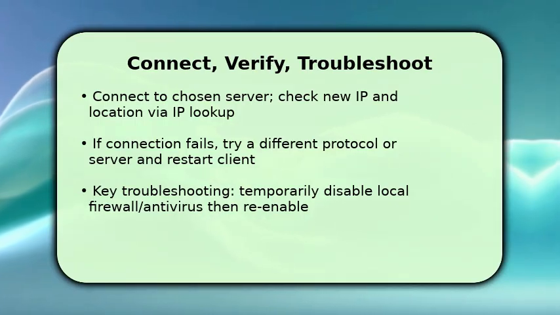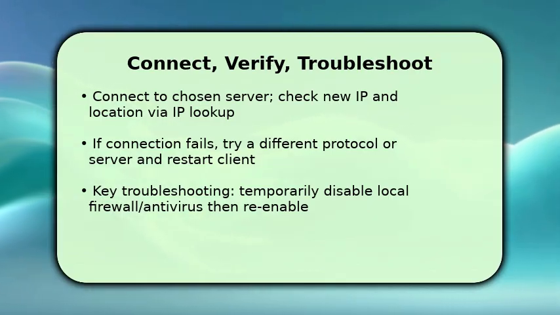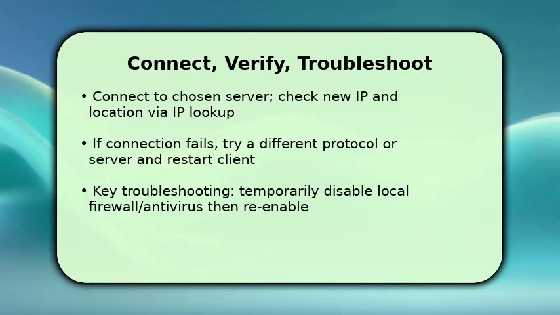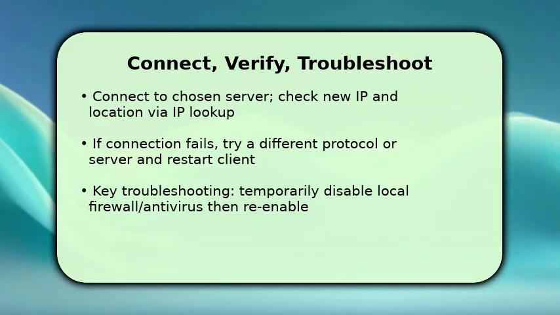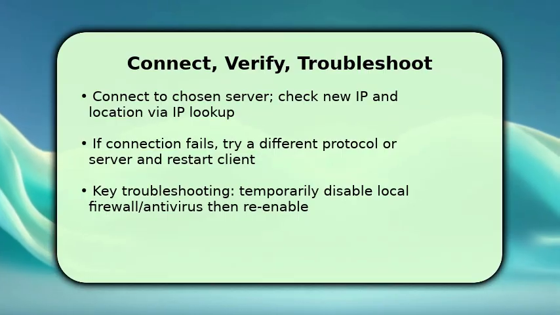If the connection hangs or errors, switch protocol, pick another server, or restart the VPN client and your laptop. Make sure firewalls or antivirus software aren't blocking the client. Temporarily disable them to test, then re-enable after fixing rules. If problems persist, check provider status and contact support with logs.